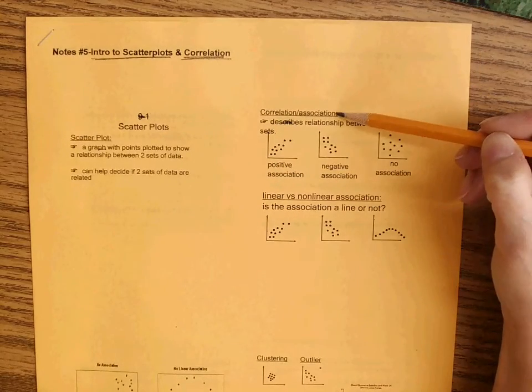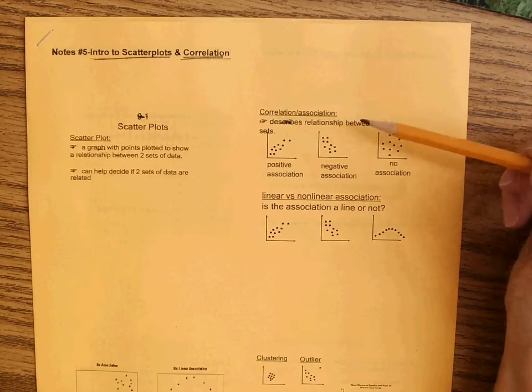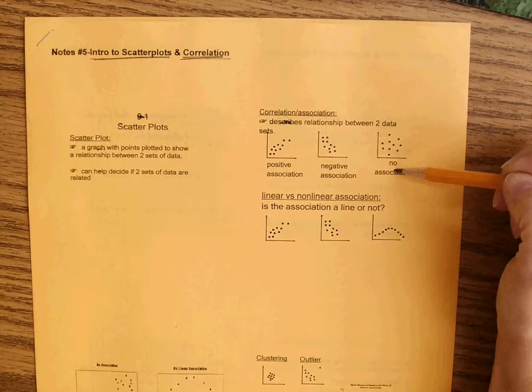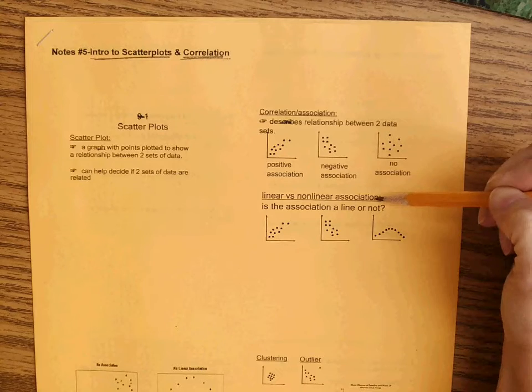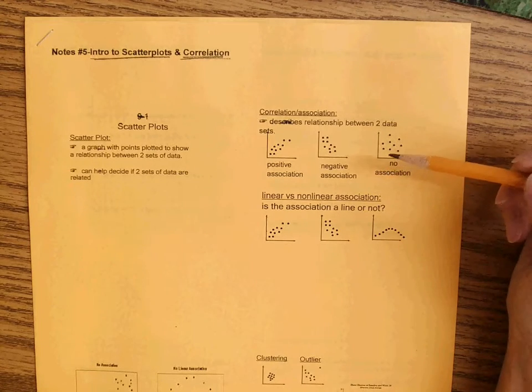So correlations, this describes a relationship between two sets of data. So there's different types of correlation. There's positive association, negative association, and no association. Then we have linear versus nonlinear association. And so it's whether it would create a straight line or not.